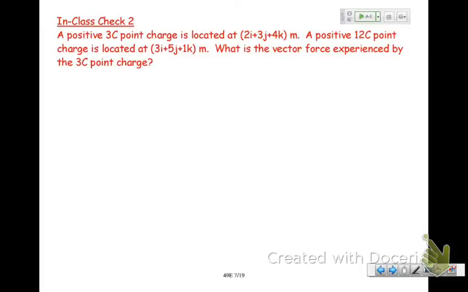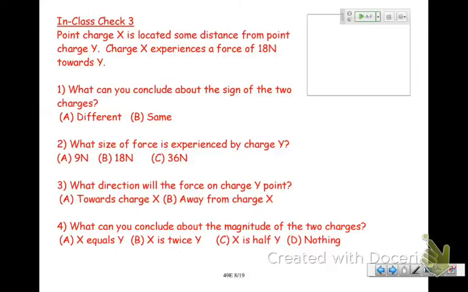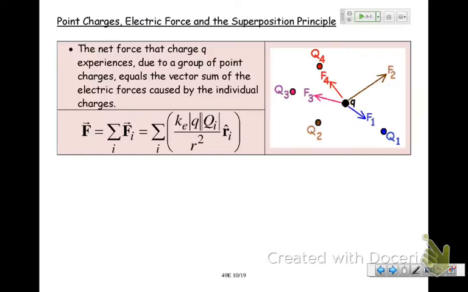We did a couple of examples of those, and then we looked at some conceptual questions about having a couple of charges. Did we get to here? I think this was about as far as we got. So what's going on here is we have a series of charges. We have 1, 2, 3, 4, 5 charges, and they're affecting each other, but the one that I'm interested in is this charge Q.